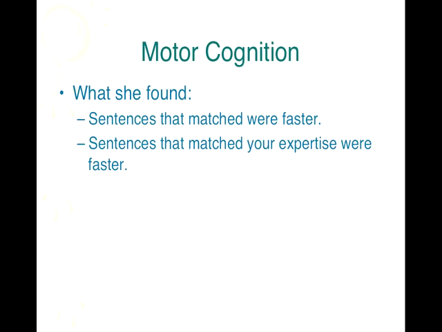Okay, so the expertise issue, so the motor cognition, those folks, since they play those sports, were faster at this task because they can imagine what that looked like faster than the rest of us who had to think about how we've seen somebody else doing it. So it's embodied cognition. I'm imagining doing it. It activates the parts of my brain as if I was actually doing it, which makes me faster at this sentence task.